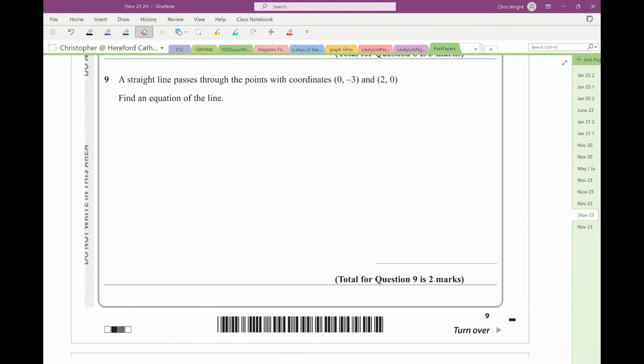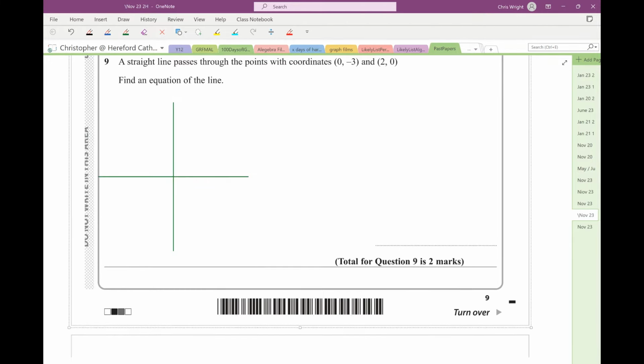Question number 9. A straight line passes through the points with those coordinates. Find the equation of the line. Right, if in doubt, sketch it out. So I'm going to draw a sketch. Now there's my coordinates. Now my straight line goes through the point (0, -3). Right, well that is going to be about here, isn't it? That's the point (0, -3). It also goes through (2, 0). It's going to be here, 2 along and 0 up. That's my x-axis. So here is my line. It looks like this, doesn't it?